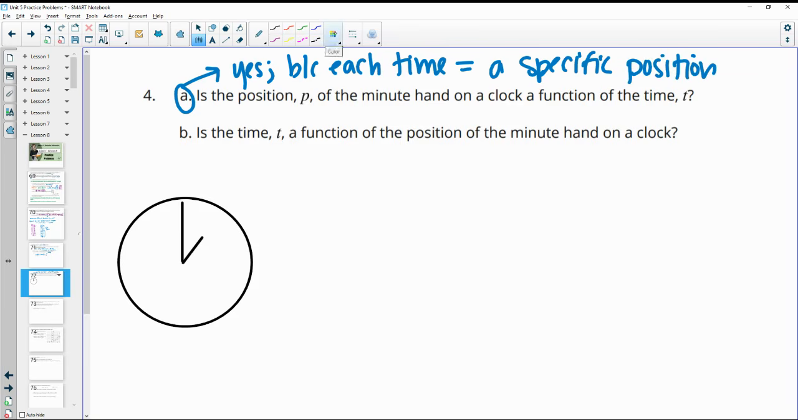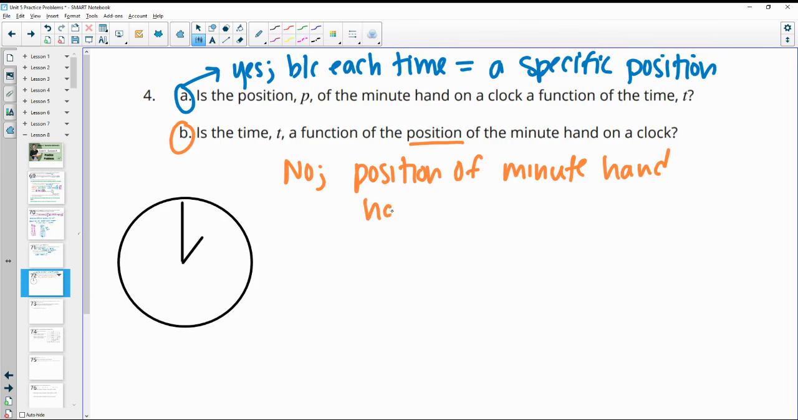Now for part B, is time a function of the position? And this is no, because the position of the minute hand happens at multiple different times.